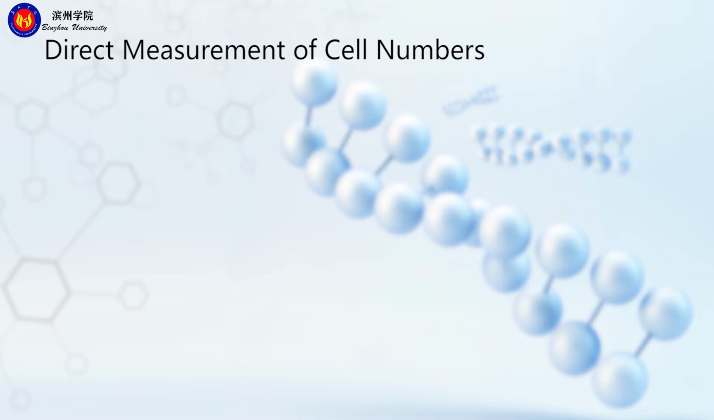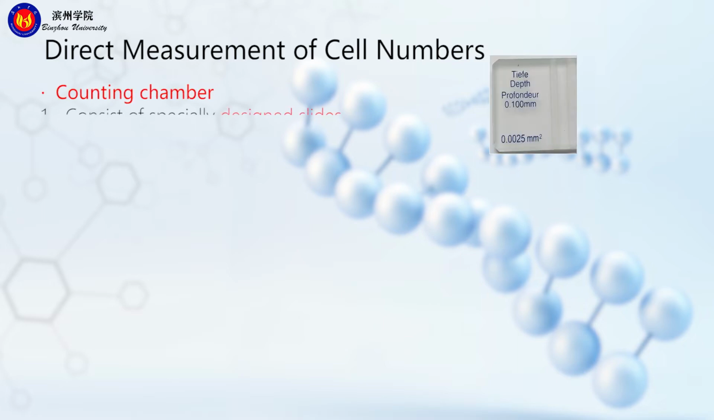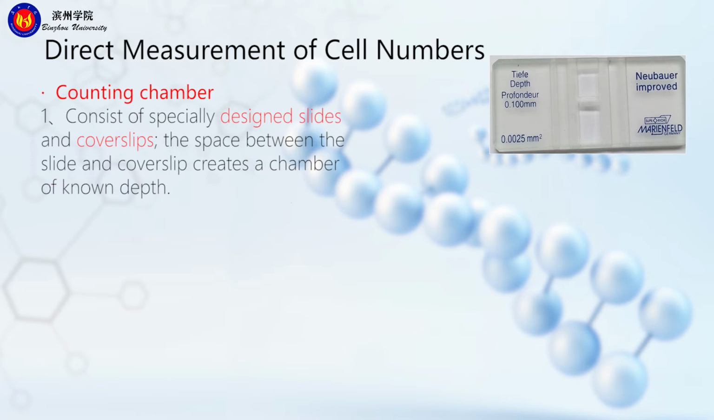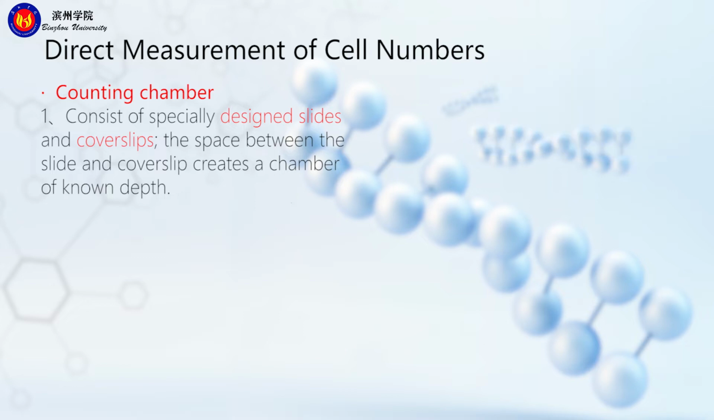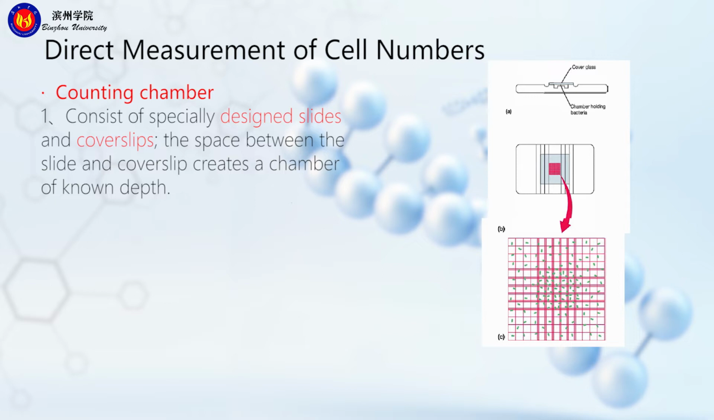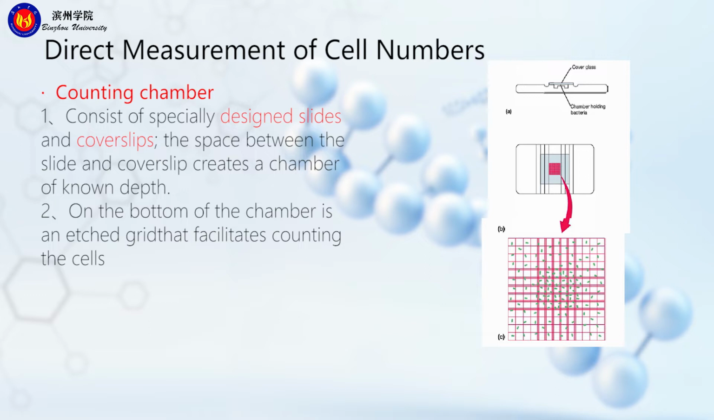Let's start with the direct measurement of cell numbers. We use a counting chamber in this method. The counting chamber consists of specially designed slides and cover slips. The space between the slide and cover slip creates a chamber of known depth. You can see it on the right. On the bottom of the chamber is an etched grid that facilitates counting the cells.